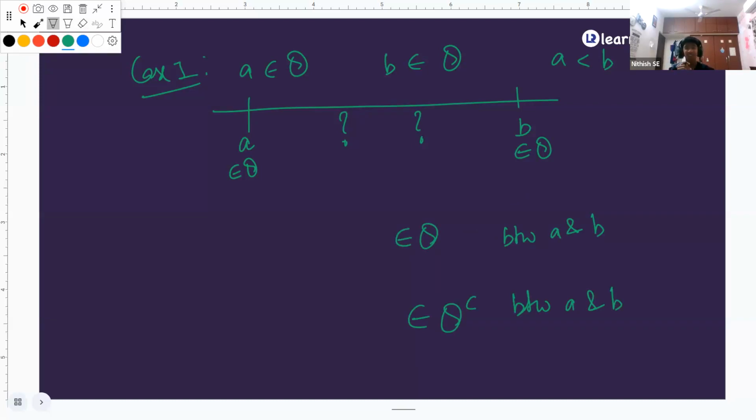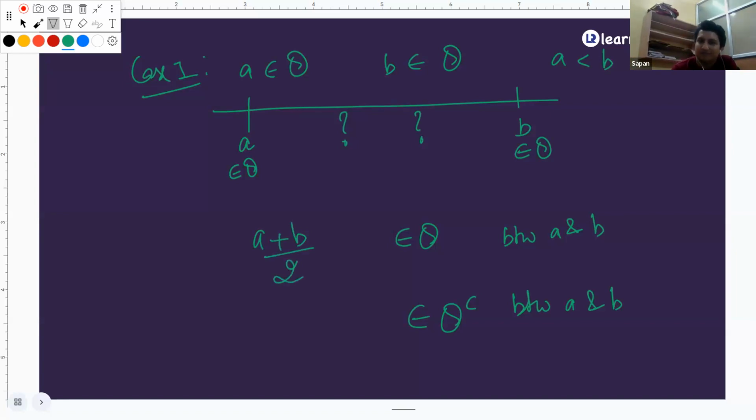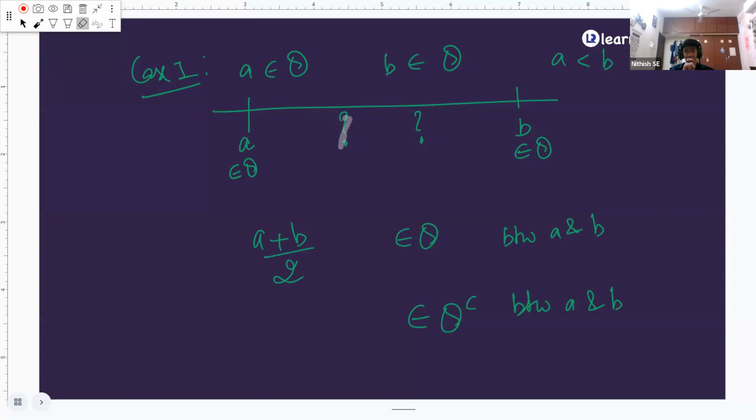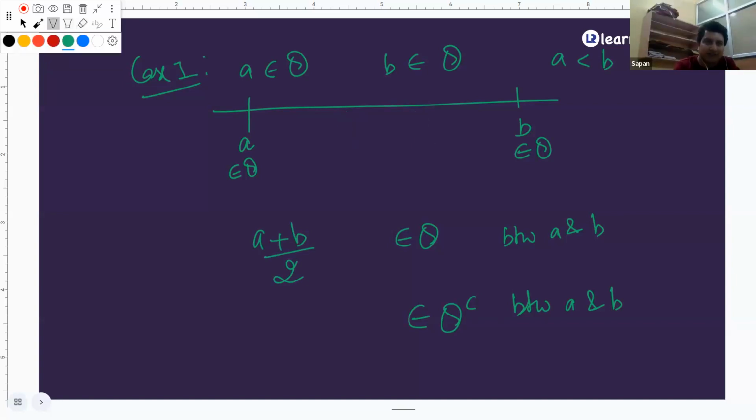How about A plus B by 2? So if A is 2 and B is 3, I can do 2 plus 3 by 2, which is a rational number. So this is a formula for finding the rational number. Because now, do you know where exactly A plus B by 2 will be? It is right in the center of A and B.